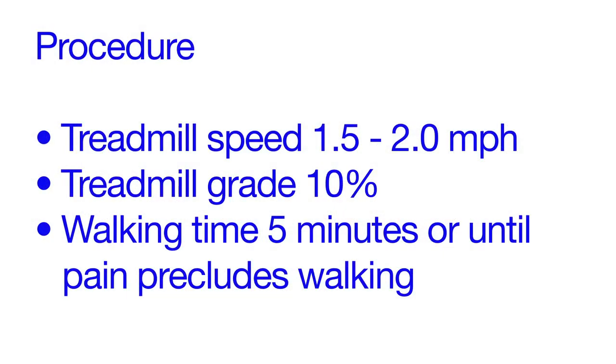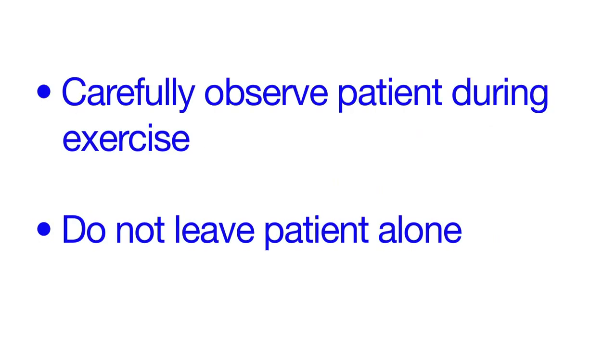Set the treadmill speed to 1.5 or 2.0 miles per hour at a 10% grade, depending on the patient's mobility. Standard walking time is 5 minutes or until pain or other factors, such as angina, shortness of breath, or fatigue, limit further walking. Carefully observe the patient for distress during exercise. Do not leave the patient alone in the room.